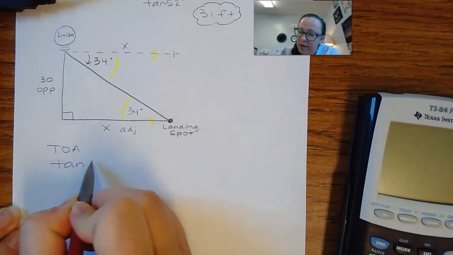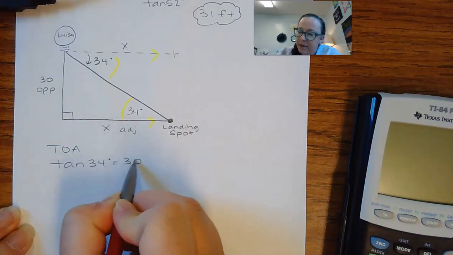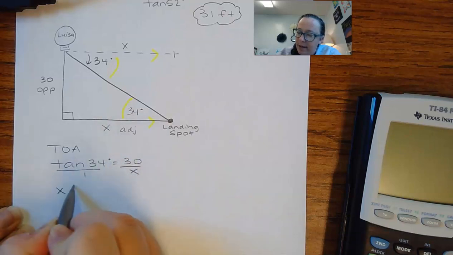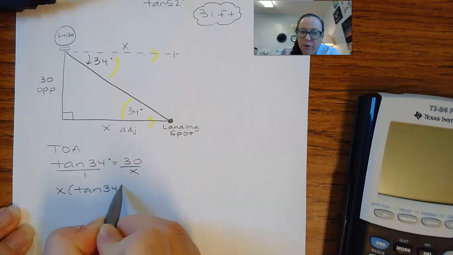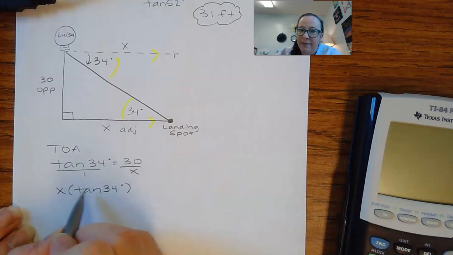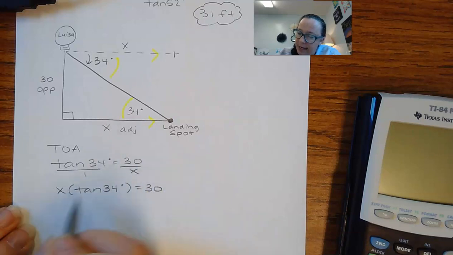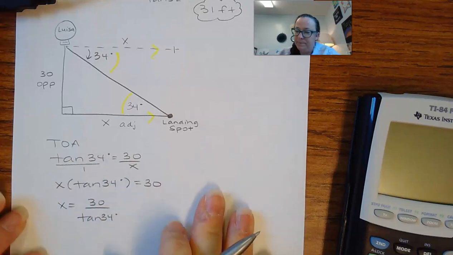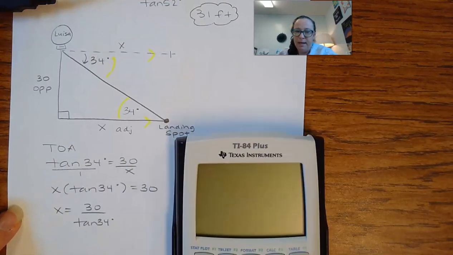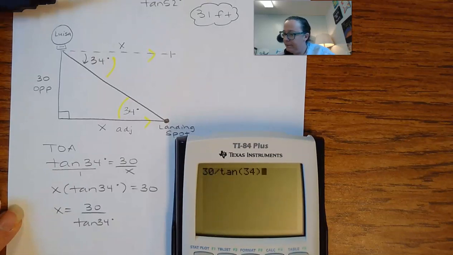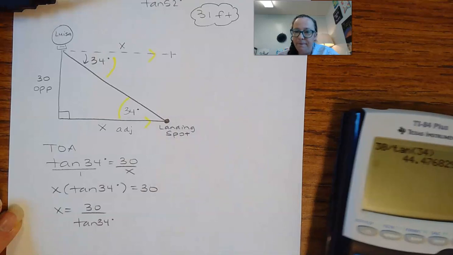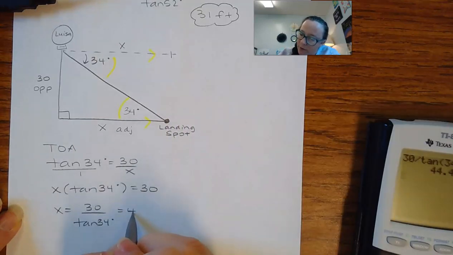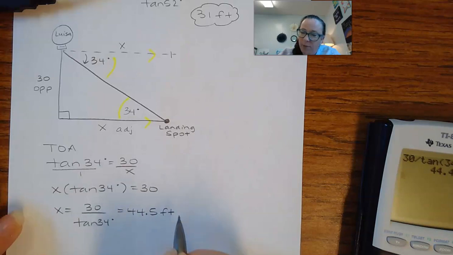So we say tangent of 34 degrees equals opposite over adjacent. Cross multiply. Remember, tan of 34 degrees is its own unit. It stays together. It never separates. Equals 30. Divide both sides by tan 34. I already have my calculator in degree mode. 30 divided by tan 34 is 44.5. So what is that horizontal distance? It's 44.5 feet.